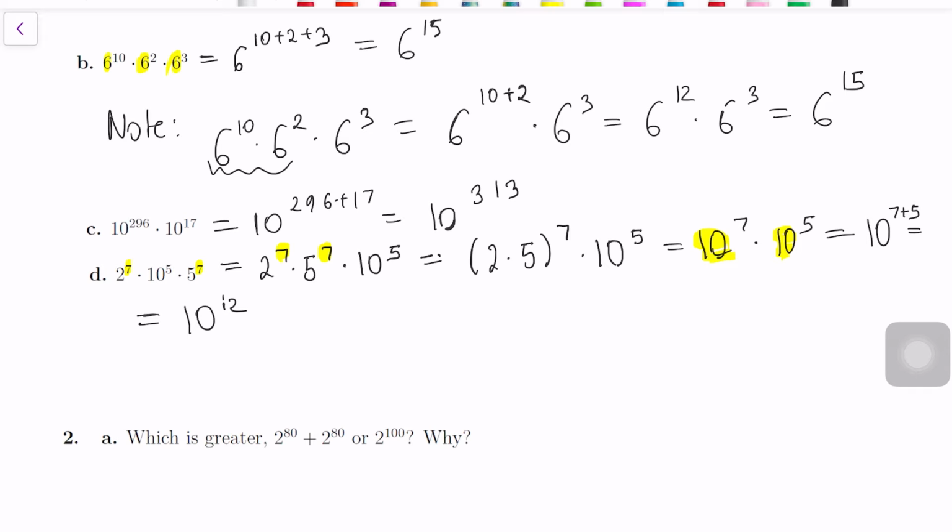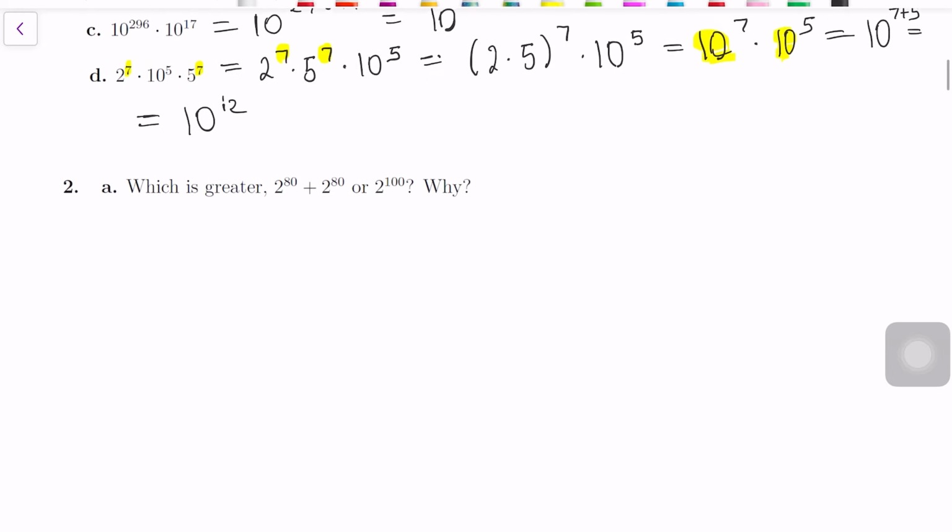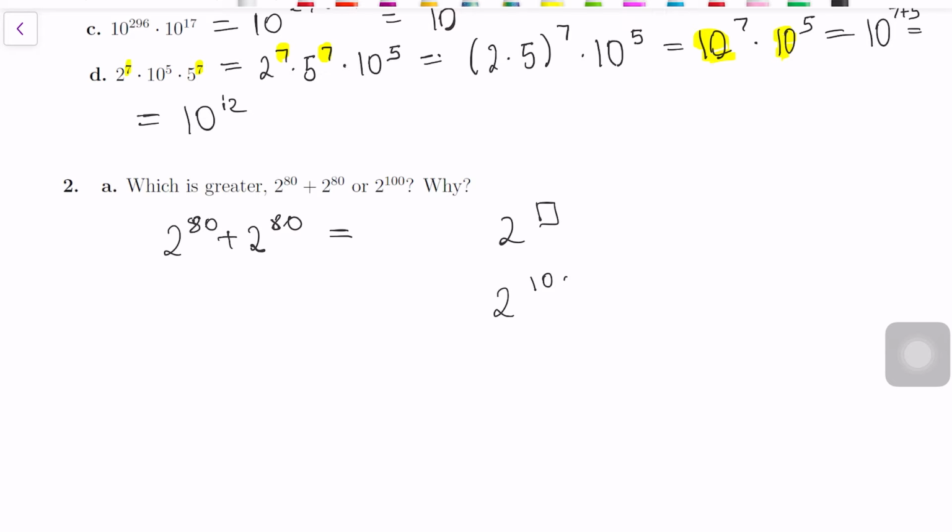Okay, let's look at the next one. Which is greater, 2 to the power 80 plus 2 to the power 80, or 2 to the power 100? Let's see how I can compare. If I had them both in base 2, and I could write this as 2 to some power, then I will know how to compare it with 2 to the power 100. The smaller the power, the smaller the number is, right? Okay, so that's going to be my goal.